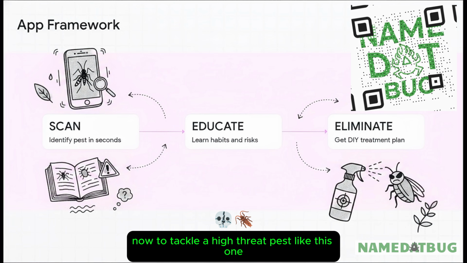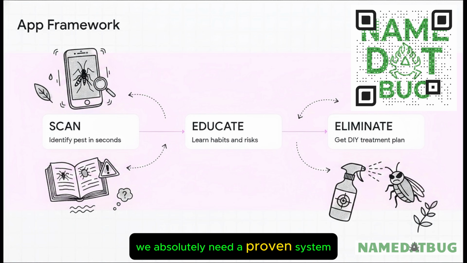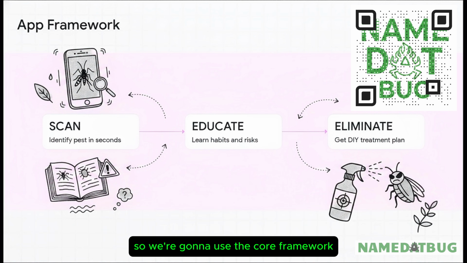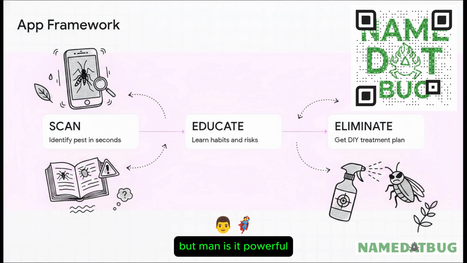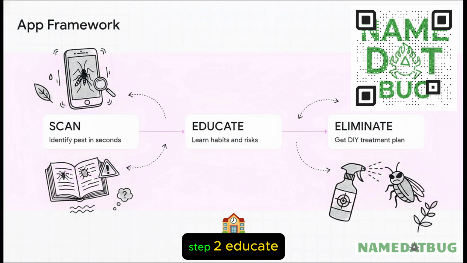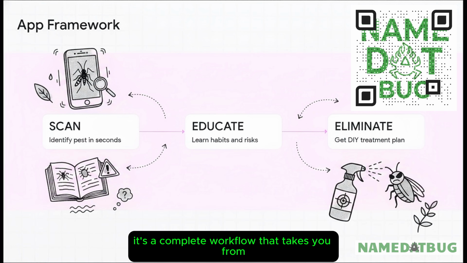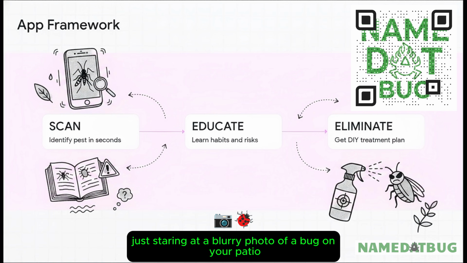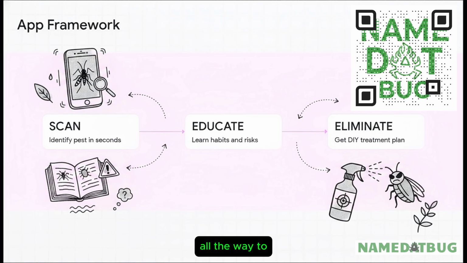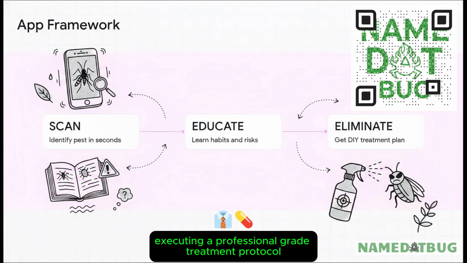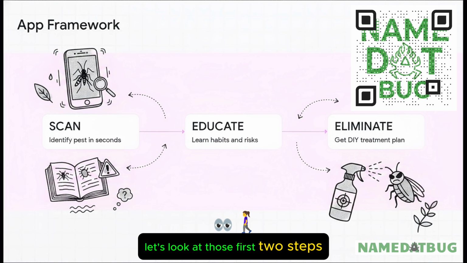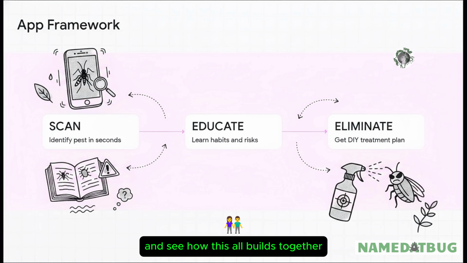Now, to tackle a high-threat pest like this one, we absolutely need a proven system. So we're going to use the core framework straight from the NameDatBug app, which we're demoing for you throughout this whole series. The framework itself is incredibly simple, but man, is it powerful. Step 1, scan. Step 2, educate. And Step 3, eliminate. It's a complete workflow that takes you from just staring at a blurry photo of a bug on your patio, all the way to executing a professional-grade treatment protocol. Let's look at those first 2 steps and see how this all builds together.